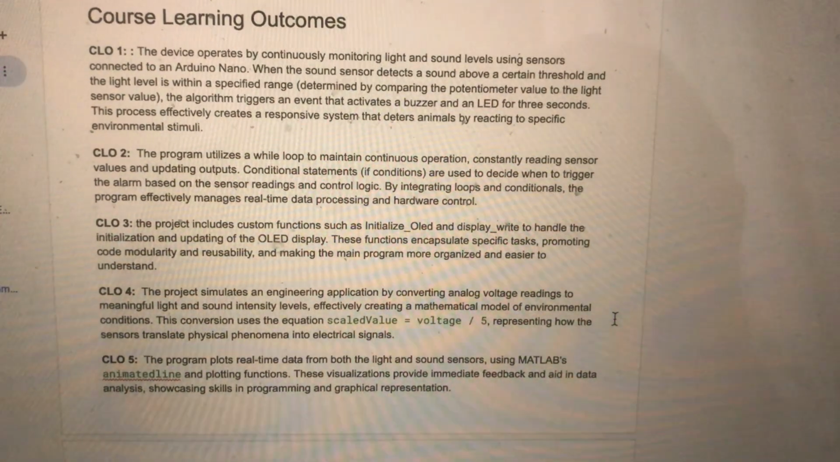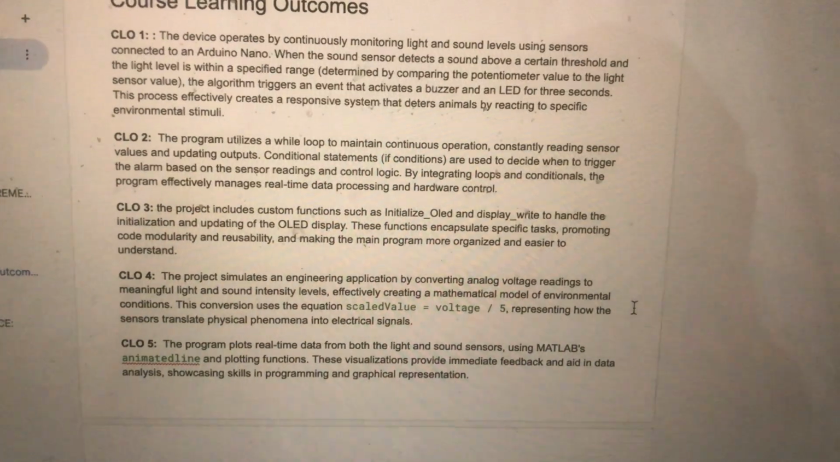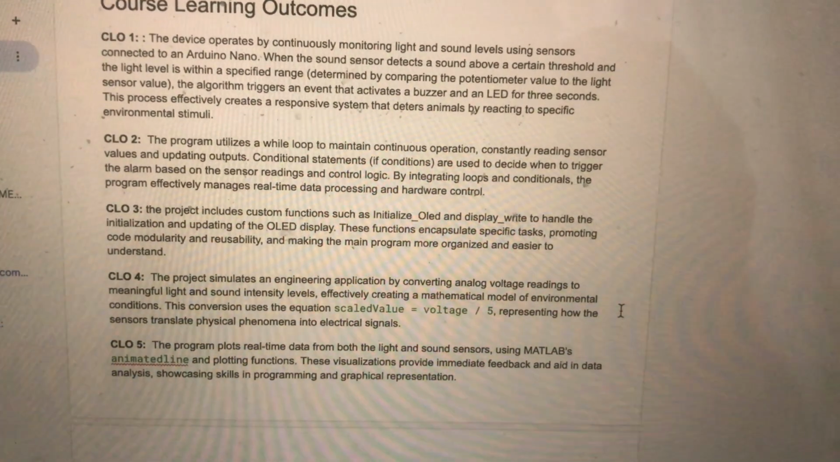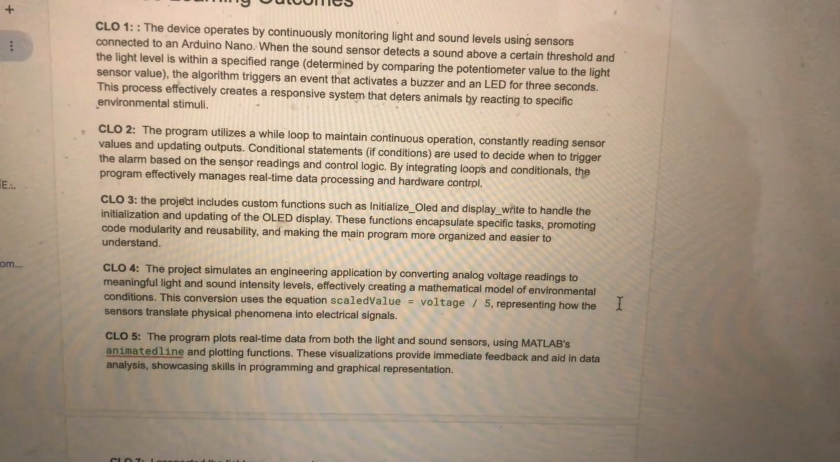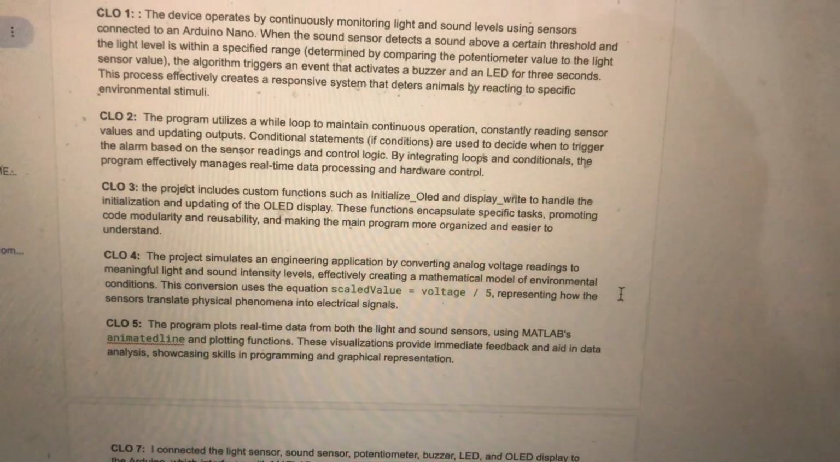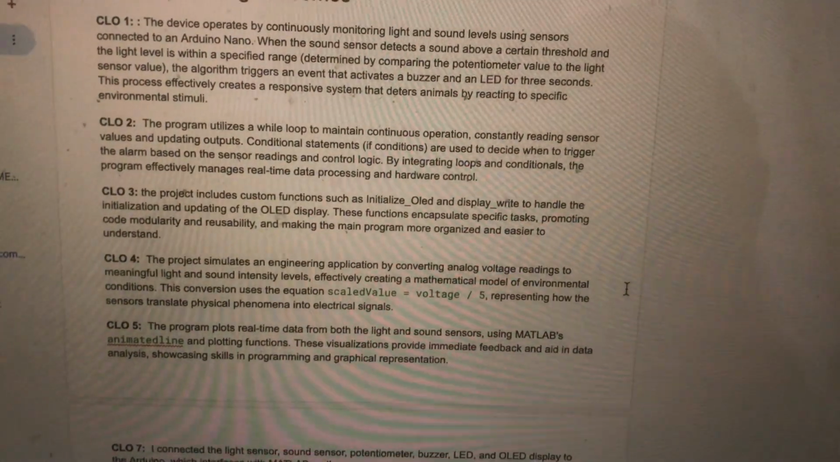For CL02, this program utilizes a while loop to maintain continuous operation, constantly reading sensor values and updating outputs. The conditional statements are used to decide when to trigger the alarm based on sensor readings and control logic, and it also integrates loops and conditionals. For CL03, the project includes custom functions like initialize OLED and display write to handle initialization and updating of the OLED display. These functions encapsulate certain tasks, promoting code modularity and reusability.